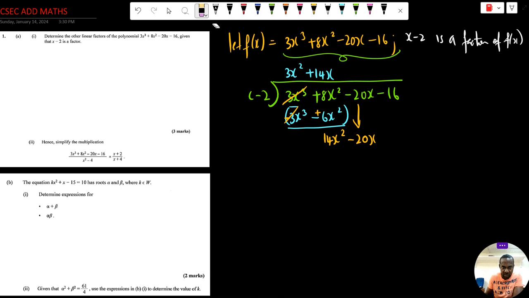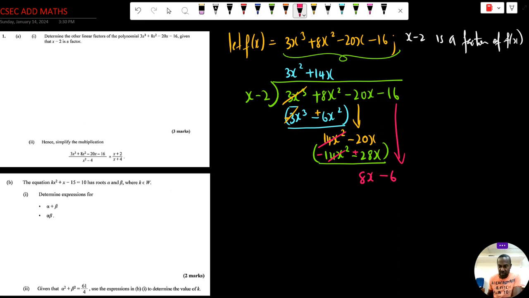And then, of course, we say that 14x times x, that gives us 14x squared. So we have 14x squared, then 14x times minus 2, that gives us minus 28x. And of course, once again, we're going to subtract that. When we subtract it, of course, our signs change. So that becomes minus 14x squared. This becomes plus 28x. And so these terms cancel. And now we have minus 20x plus 28x. That gives us 8x. Then, of course, we bring down the minus 16.